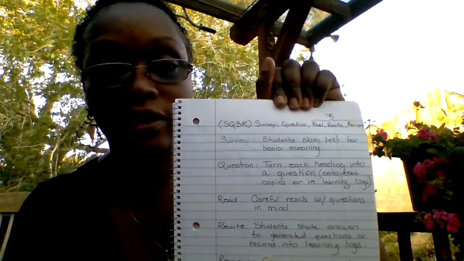The next thing we want to talk about is the SQ3R, which stands for survey, question, read, recite, review. Survey. Students skim text for basic meaning. Question. Turn each heading into a question onto the text and copy in a learning log. Read. Carefully read with questions that you made from the headings in mind. Recite. Students state answers to generated questions or record into their learning logs. Review. Compare answers to text and correct any errors that you may have come up with.